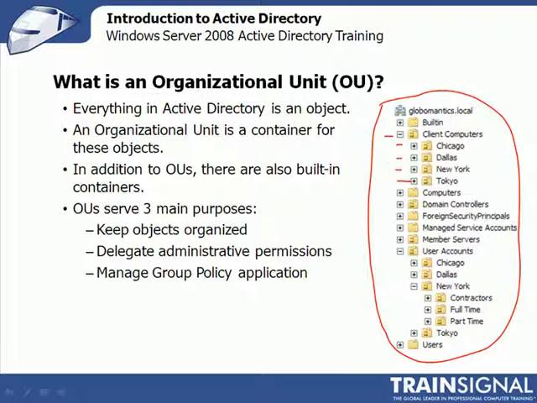You'll notice here, there is the computers container. That's a built-in container. And again, we're going to talk about this in more detail, but that is where computer objects will go by default, if you don't specify where they need to go. So it really all comes down to how specific you want to get with things like that. Likewise, you'll see here we have user accounts. We've got that broken down into Chicago, Dallas, New York, and Tokyo.